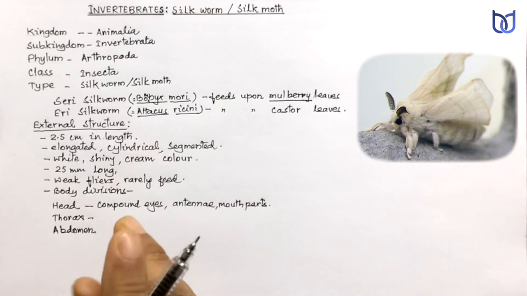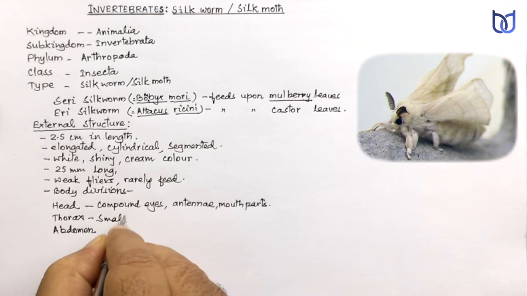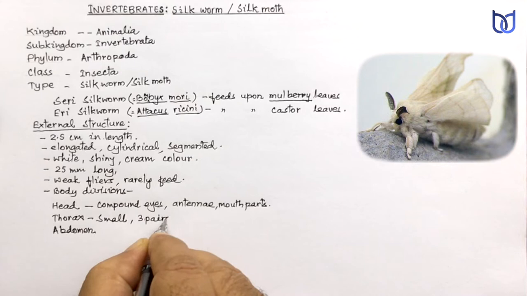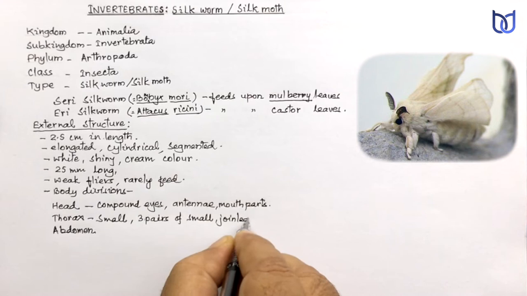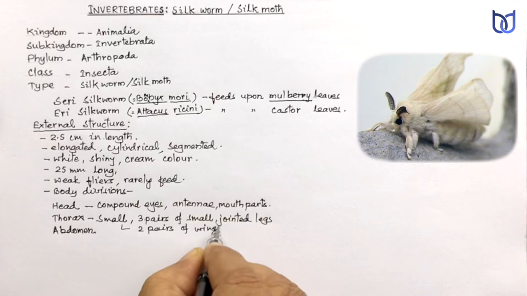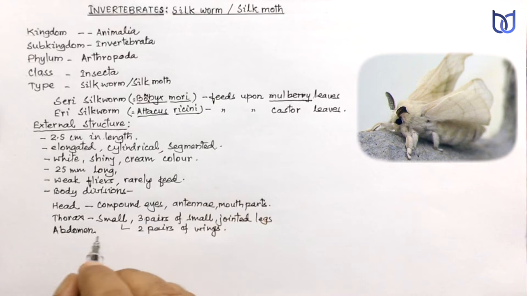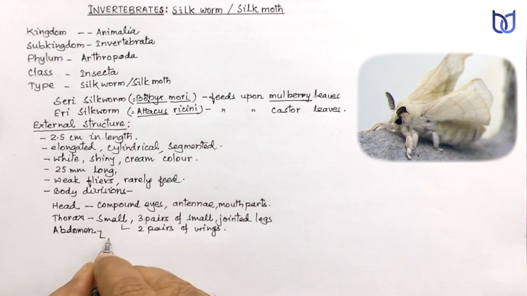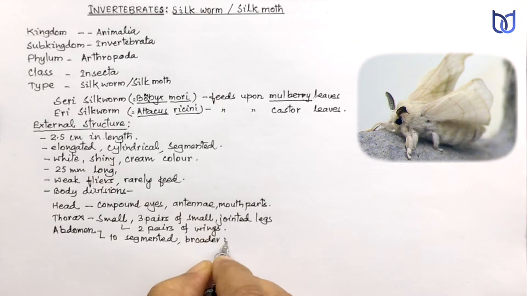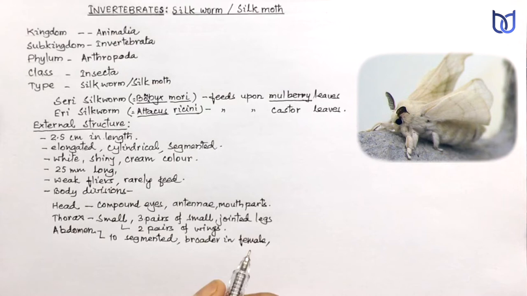The middle part is the thorax. It is small and segmented. It bears three pairs of small jointed legs and two pairs of wings. The wings are covered with shiny scales. The abdomen is 10 segmented. It is broader in females as it contains a large number of eggs, and thus in case of silkworms, males are smaller than females.